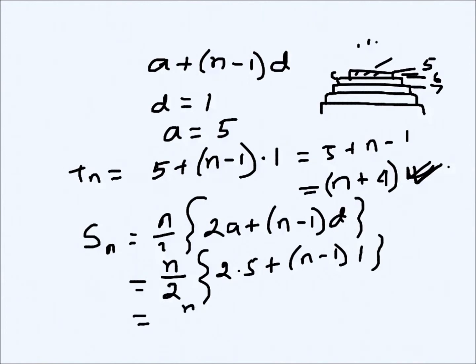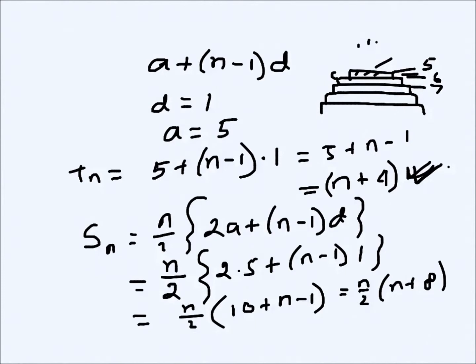So this is n over 2 into 10 plus n minus 1, which is n over 2 into n plus 9, and that's the answer. So that's what we needed to prove.